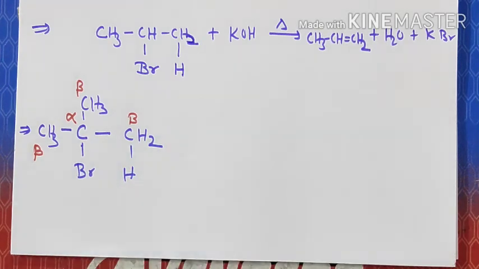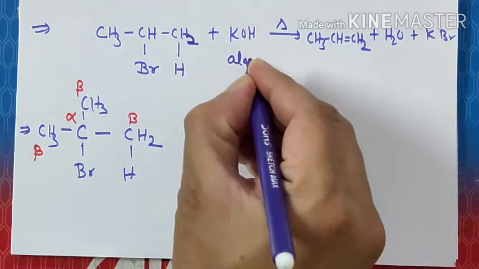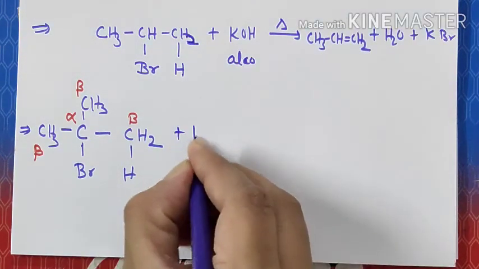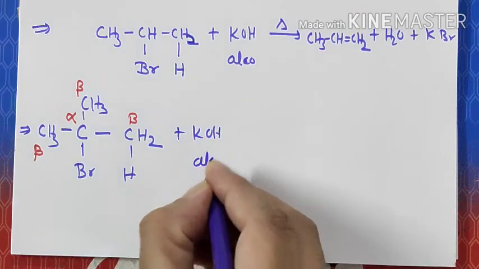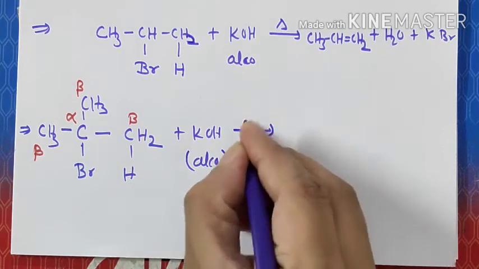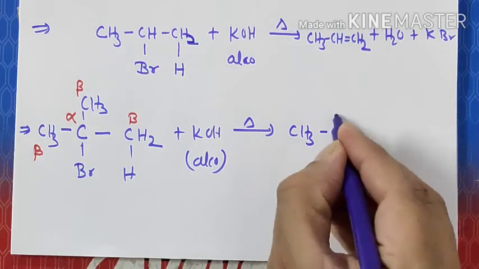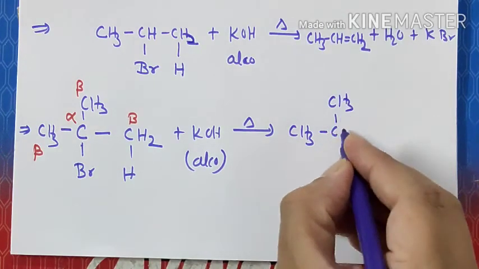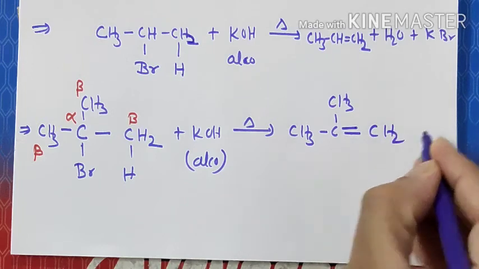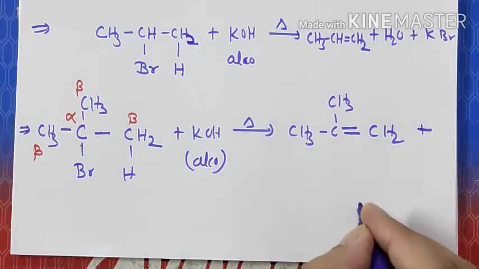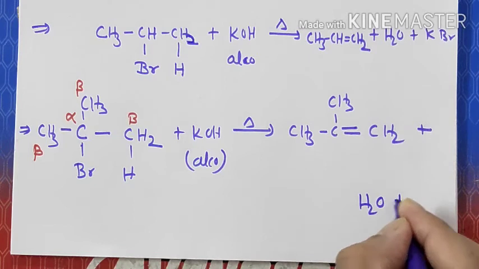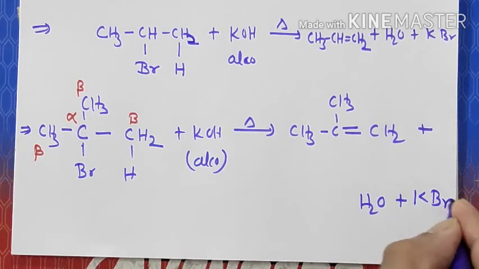Okay, what are they going to react with? KOH, alcoholic. So it reacts with alcoholic KOH. Tell me the product. The product will be CH3, double bond, CH2, plus what? Plus H2O, plus again KBr.